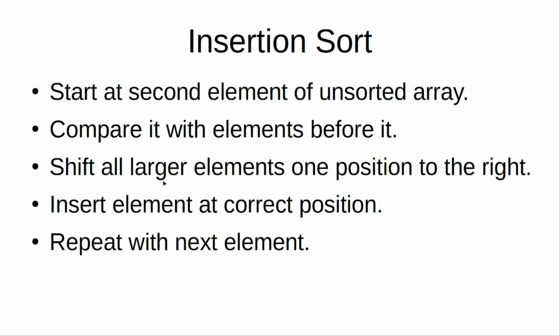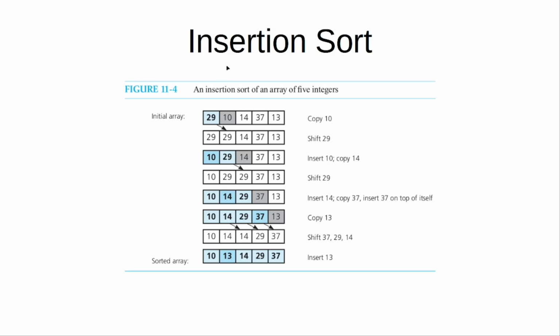So insertion sort starts at the second element of the array, and the array starts out as unsorted. The very first element is deemed sorted, and then all subsequent items are not sorted. So you start at the second element. Then you compare it with the elements before it, and you shift all the larger elements a single position to the right. You insert that element at the correct position, and you repeat with the next element until your array is sorted. So the book contains a sample of what that might look like.